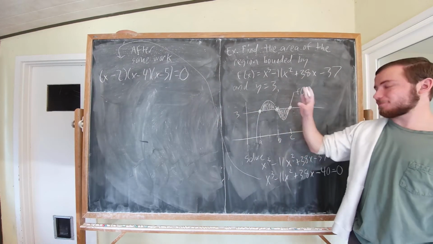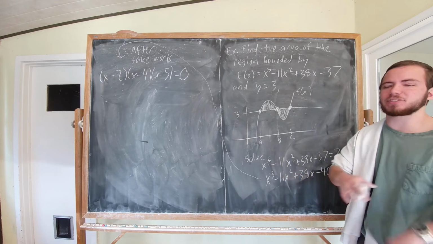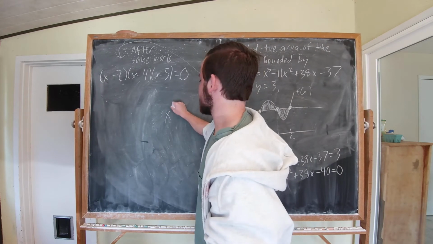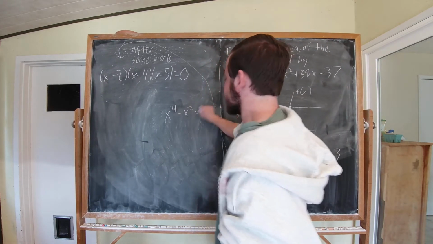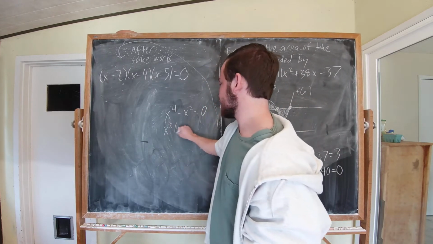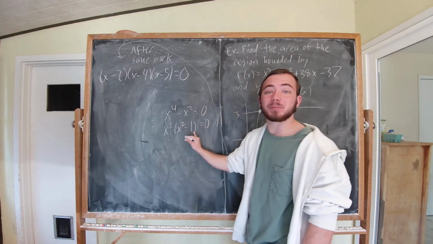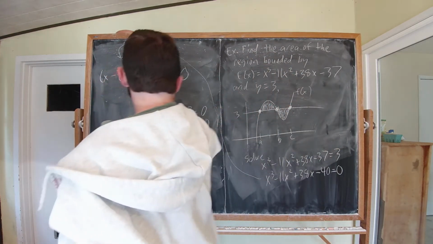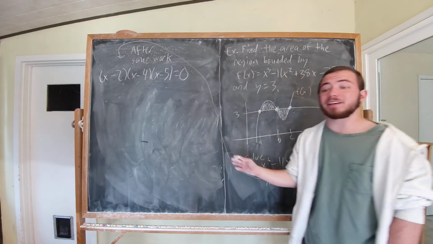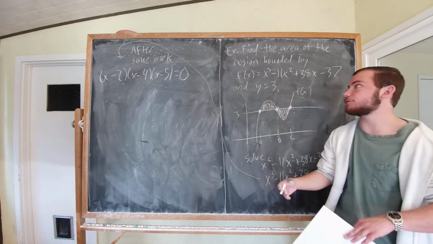I will not be requiring you to remember how to factor high degree polynomials that don't factor easily. If I gave you something like this, you should probably be able to factor that just fine, right? Because that becomes x squared times x squared minus 1. You should be able to factor something like that. But in general, I'm not going to give you guys super complicated things and say, factor this. I'll just give it to you in factored form.